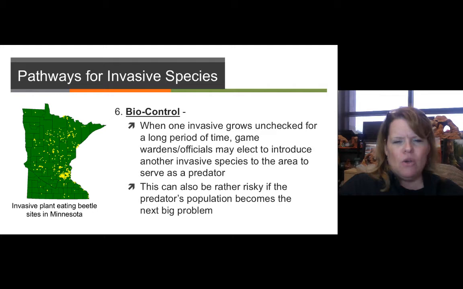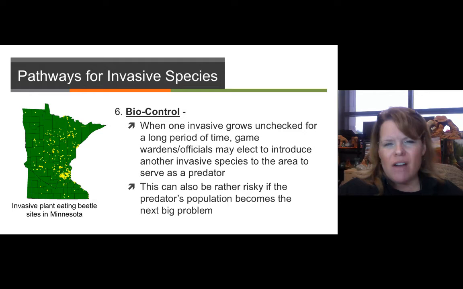Number six, biocontrol. When one invasive grows unchecked for a long period of time, game wardens or officials may elect to introduce other invasive species to the area to serve as a predator. Deer are a case in point. This happened back when my parents owned a lake house where they retired, on Lake Travis near Austin. They lived in Williamson County, on the North Shore. It was a real problem because this area used to be so remote, and then all of a sudden, people started building up and the deer had nowhere to go. So they were overpopulating. They didn't have a natural predator to control the population. So Texas Parks and Wildlife came and relocated some of them and took them elsewhere so they could try to find a balance with their ecosystem.